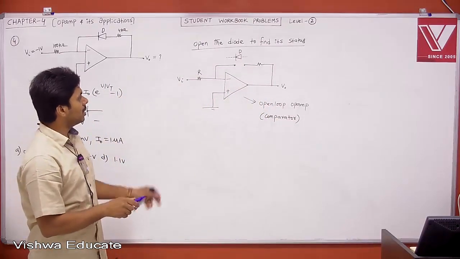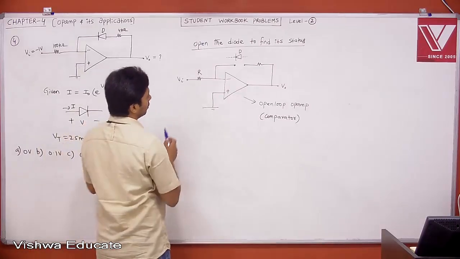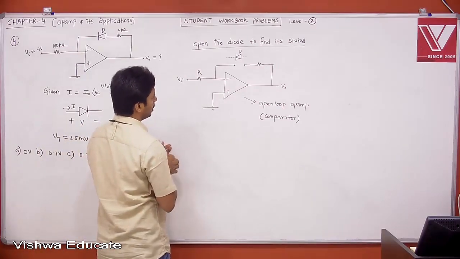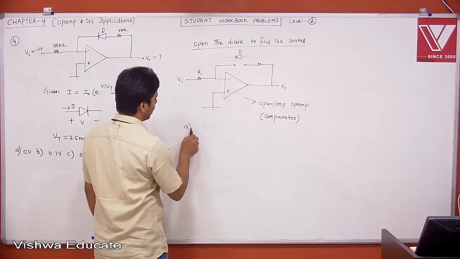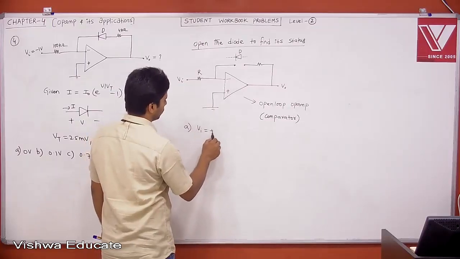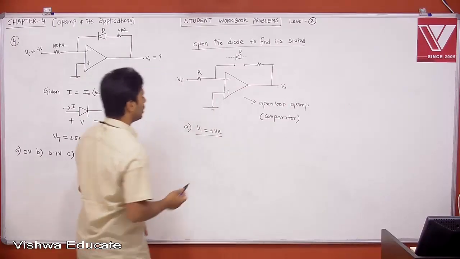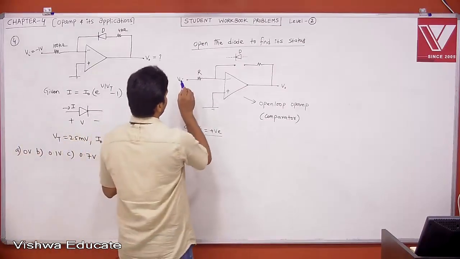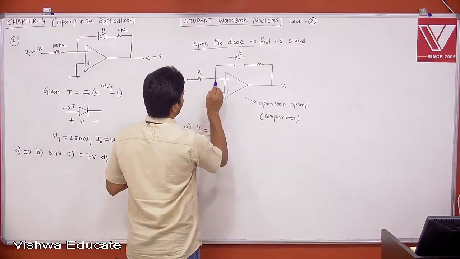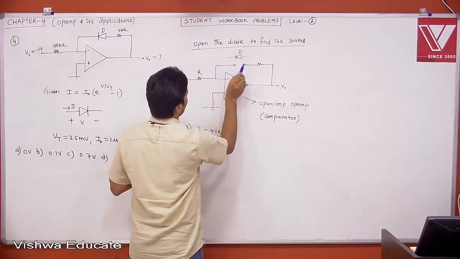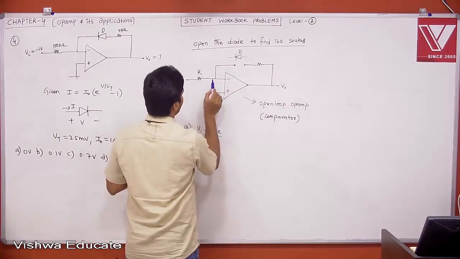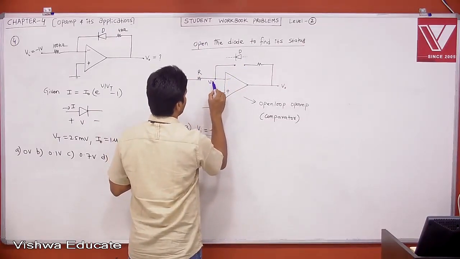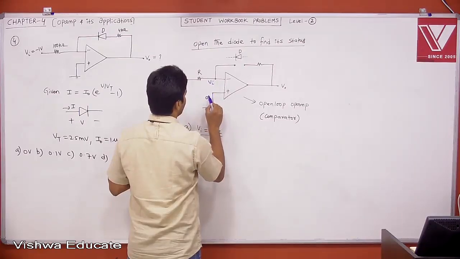If the op amp is a comparator, tell me, if Vi is positive, case A, Vi is positive, then what is the current flowing through R? Current entering into the op amp is 0. It is floating, therefore no current. Therefore whatever Vi is, the same thing you will get here. This is Vi and this is 0 volt.